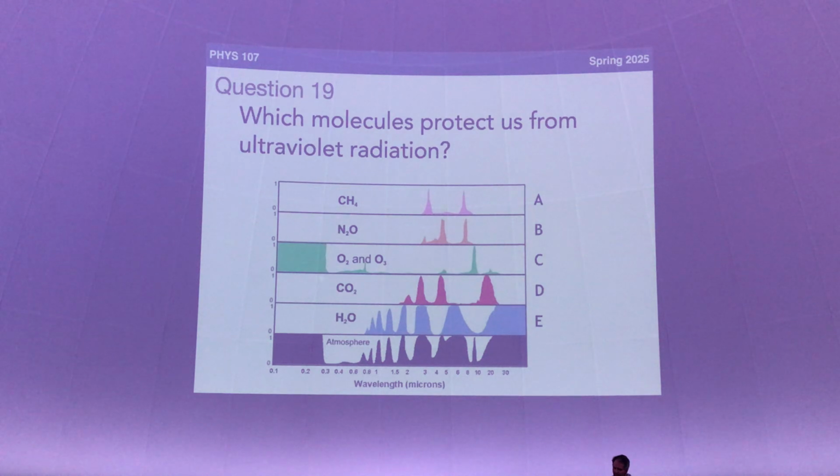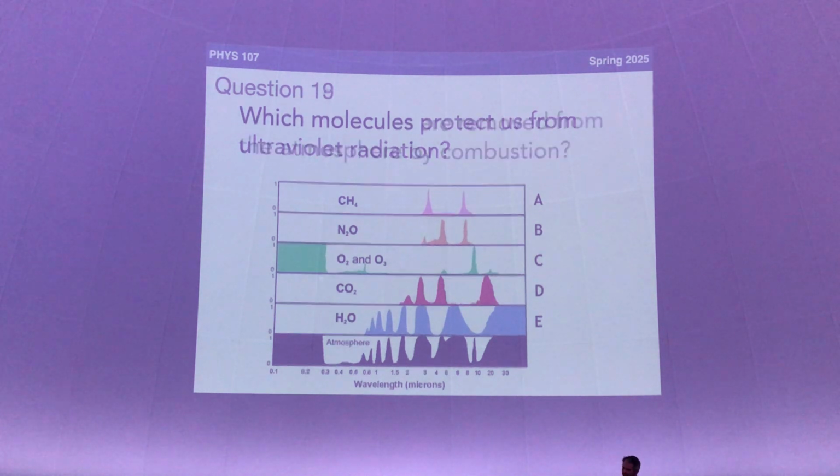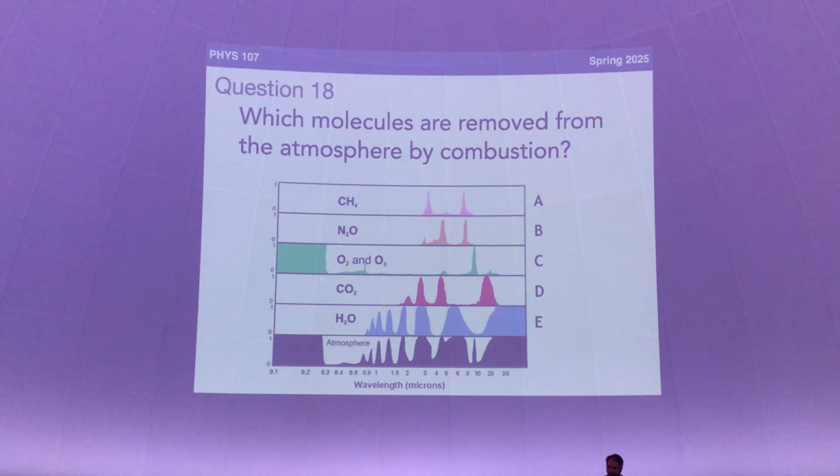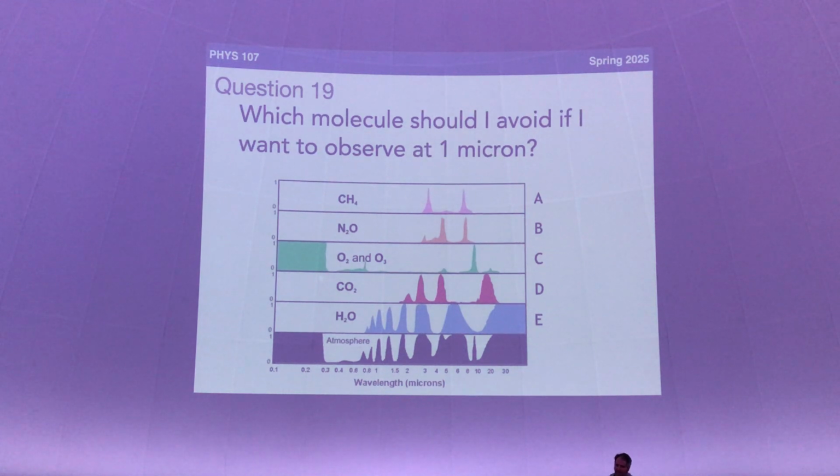So which molecule protects us from ultraviolet radiation? Voting 1, 2, 3. Unanimously C. Fantastic. Yes, it's the ozone layer. And so which one of them is removed from the atmosphere by combustion? 1, 2, 3. Oxygen, right? Because combustion is literally combining with oxygen. You can argue for methane.